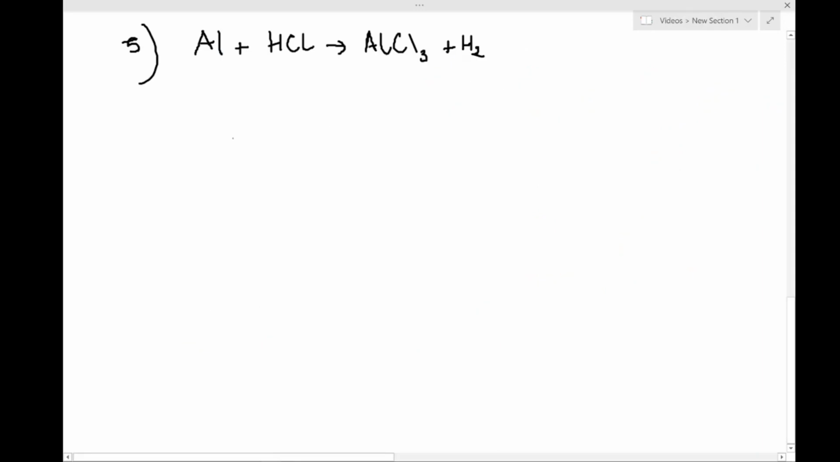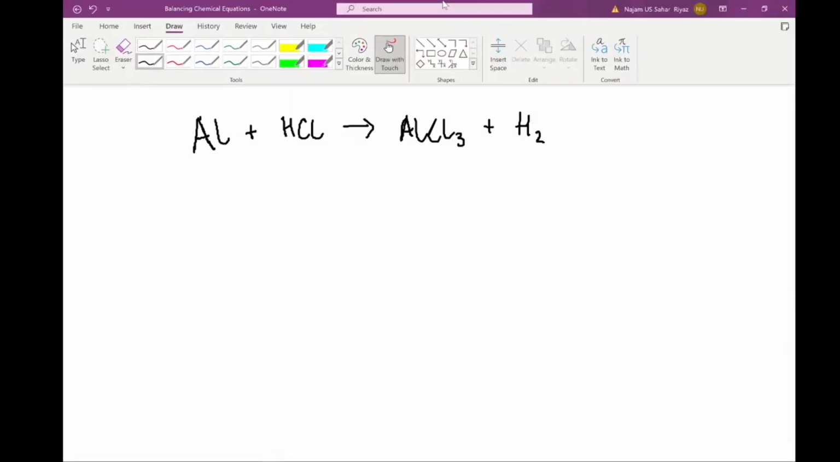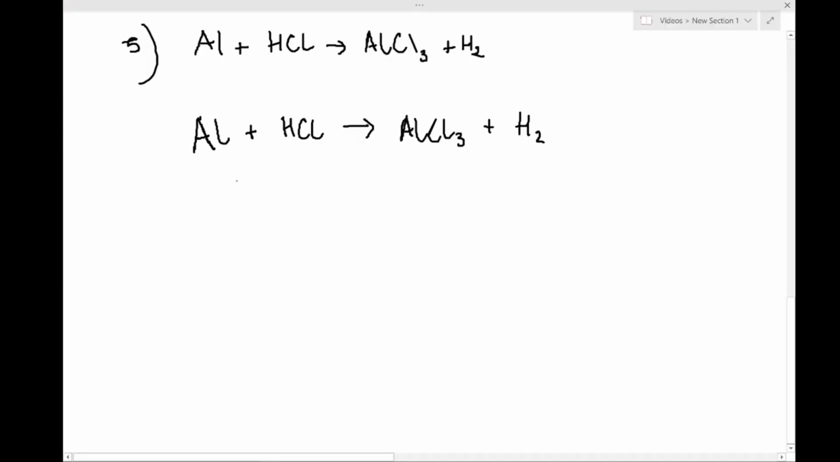Now this equation seems a little bit simple when you take a first glance at it, but it requires careful balancing. So I'm just going to replicate it here. Now, what do we have? So on the left-hand side, we have 1 aluminium, which reacts with hydrochloric acid. Also, the elements H and Cl only appear once. And then on the right-hand side, we have one aluminium, we have 3 chlorines, and we have 2 hydrogens.